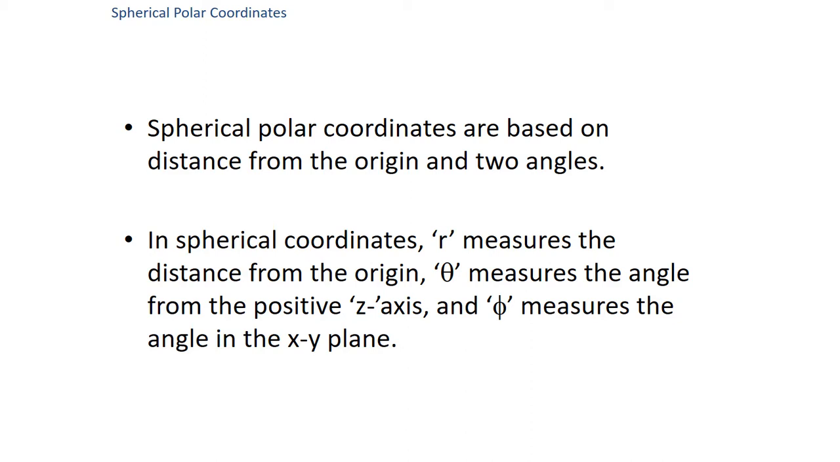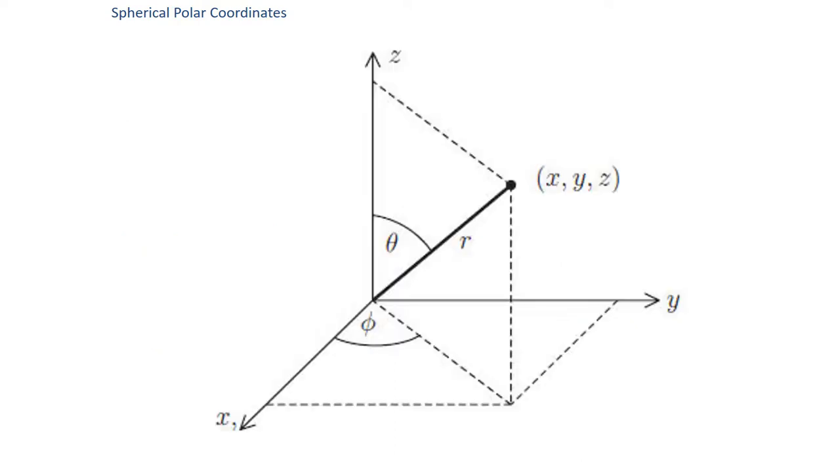Well, spherical polar coordinates are based on the distance from the origin and two angles. So the distance from the origin is known as r, and then we have two angles, theta and phi. Theta measures the angle from the positive z-axis, and phi measures the angle in the xy plane. Let's see a diagram of this.